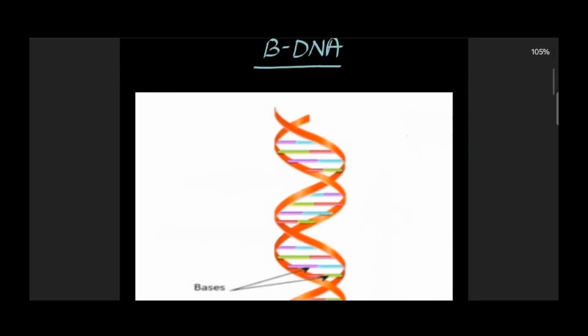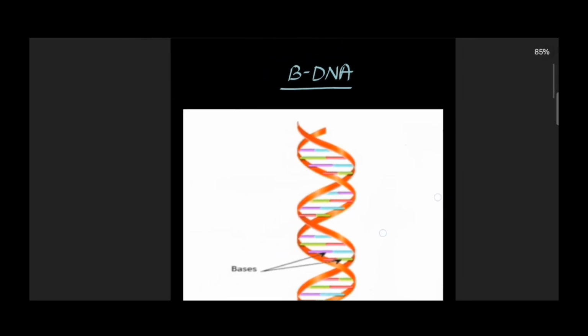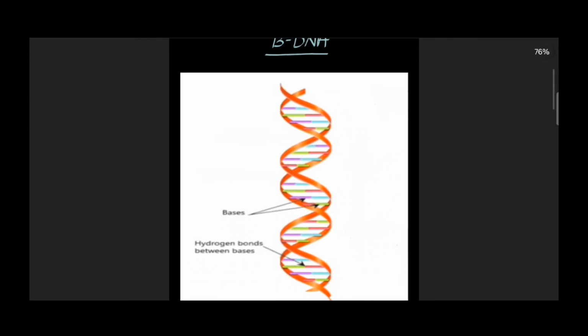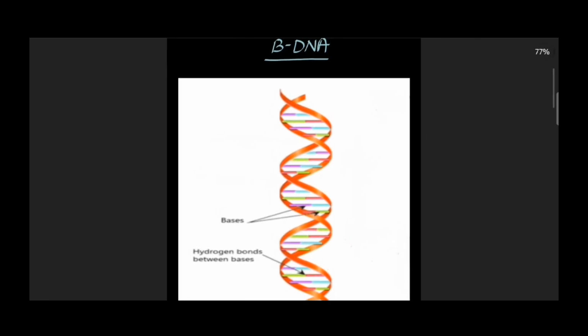Hi everyone. Today we're going to learn about BDNA. So, in this particular diagram, you must be able to see that there are two polynucleotides wrapped around one another in a very helical manner. So, this is actually the BDNA.